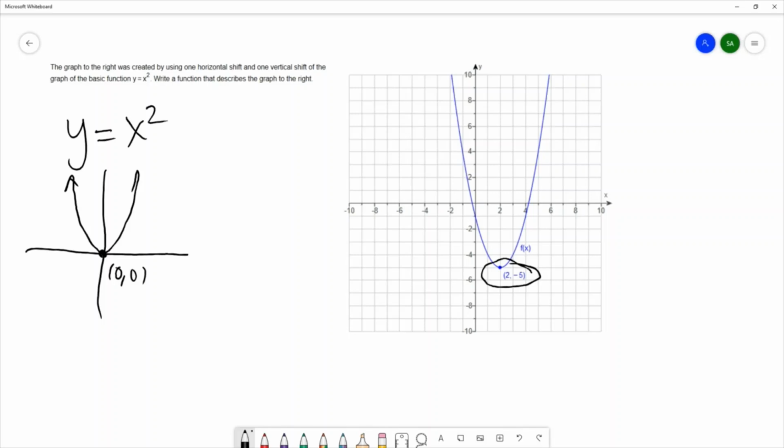And by looking at that vertex, we can figure out where we've shifted this graph to. It's got one horizontal shift and one vertical shift. So if I can figure those out, I'll know what the equation is. So from the origin, it looks like I shifted down 5 and to the right 2.